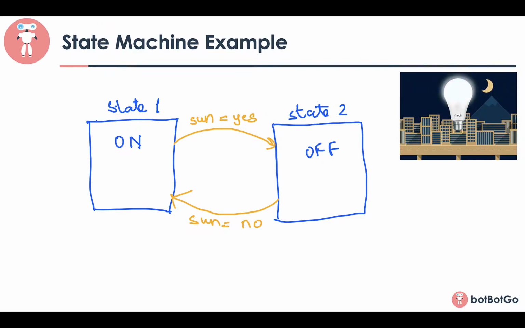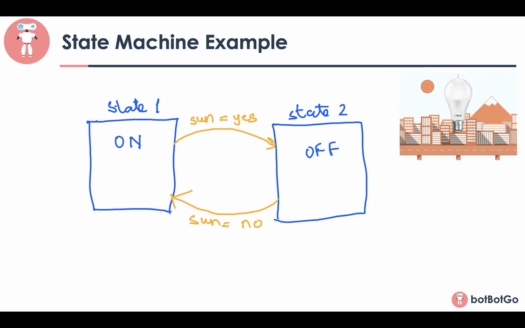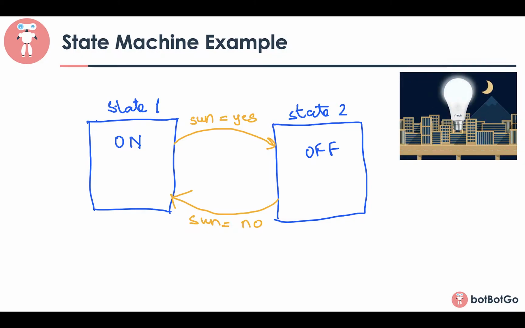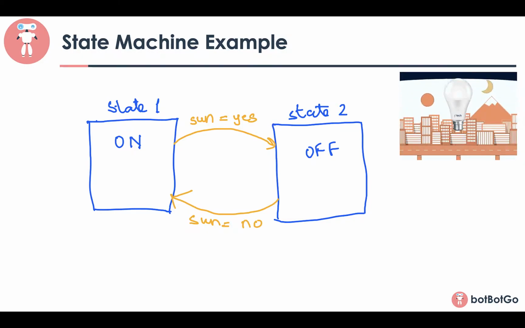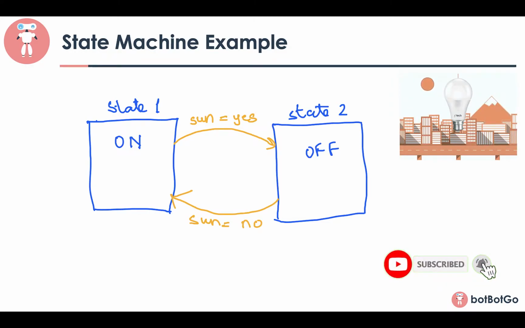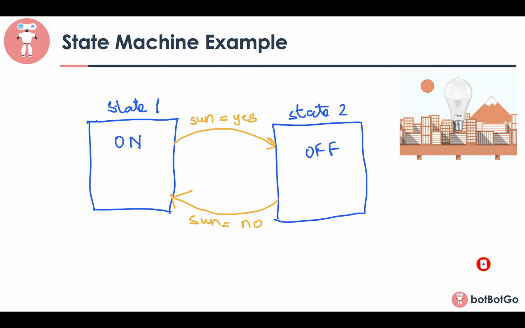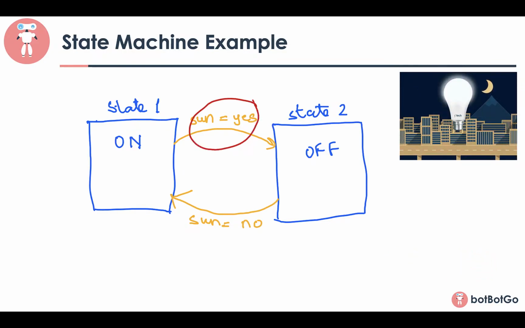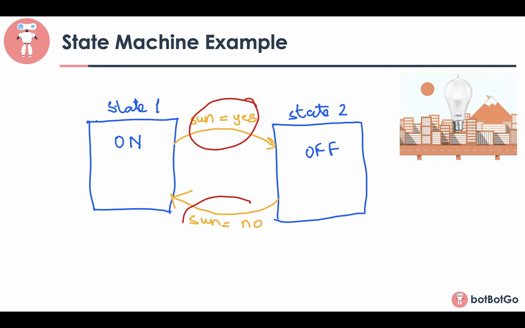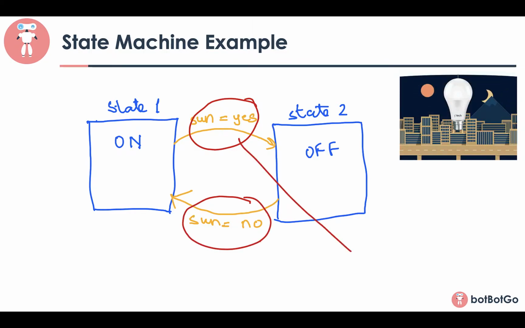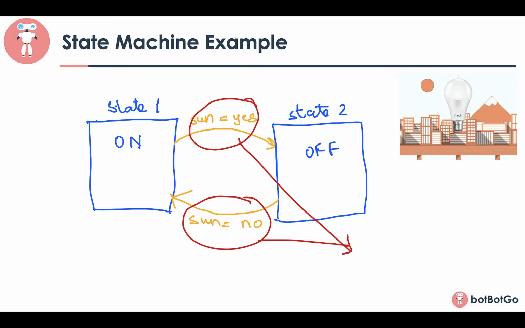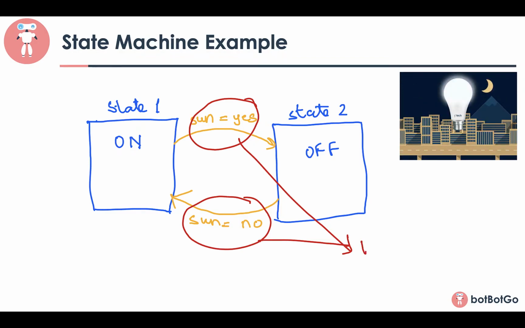So if you see here, this particular light bulb can be represented by two states, wherein state 1 is on and state 2 is off. And in order to move between these two states, we have two conditions marked in yellow. The first one is for state 1 to state 2, and the second one is for state 2 to state 1. Both of these conditions together, in the language of state machines, are known as transitions.